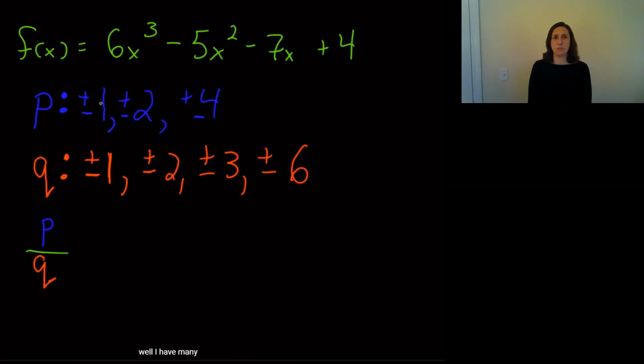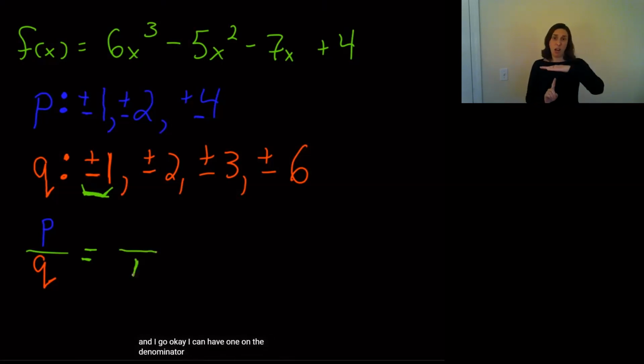Well, I have many different options, so I have to write a list. What I usually do is I put my equal sign and I focus on one Q at a time. So I look at the 1 and I go, okay, I can have 1 on the denominator and I can have 1 on the numerator. And it's plus or minus for both, so this gets plus or minus.